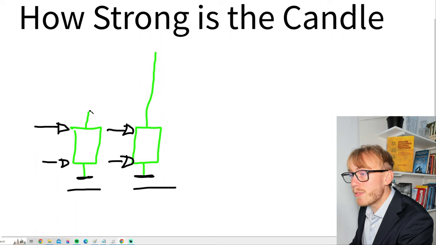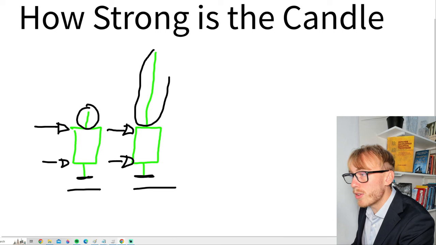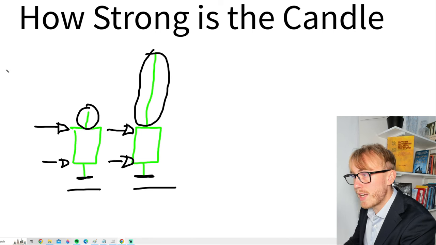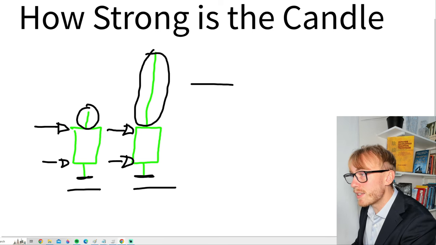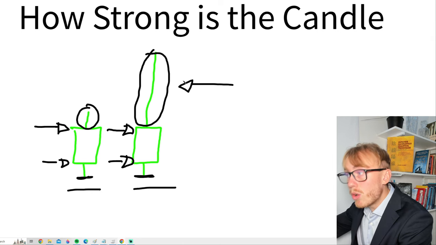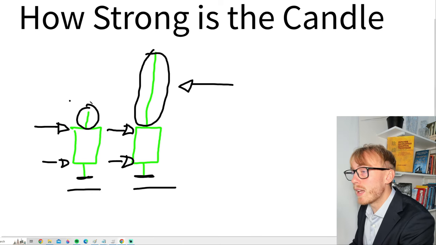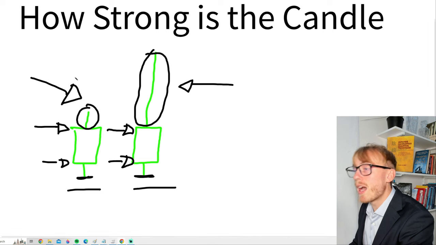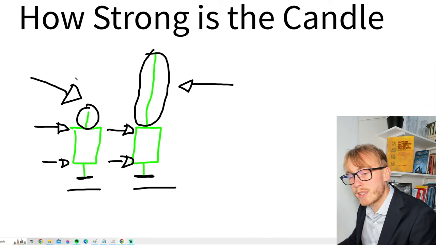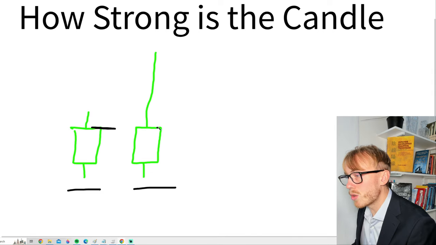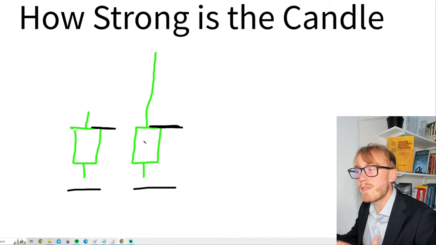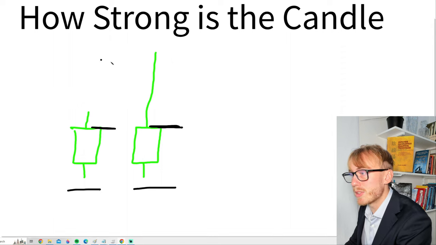The only difference here is the upper part of the candle, which, remember, we call either a wick or a shadow. You can see that this candle right here has a very long upper wick, while the other candle right here has a very short upper wick. So even though these candles closed at the exact same level and they look very similar, they tell us a very different story about the price.